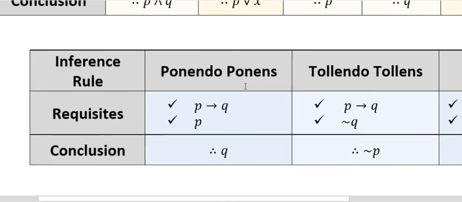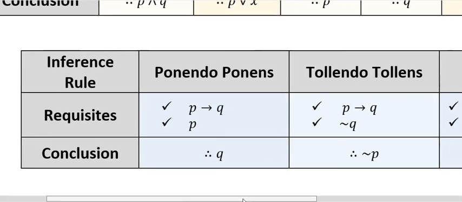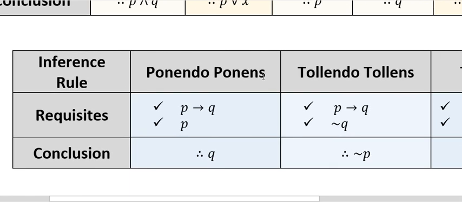The other three rules are ponendo ponens. The correct name is basically modus ponendo ponens, but in this case I'm just saying ponendo ponens. Some people put modus PP, or modus ponens. Some people say modus ponens. It's okay. Here we're going to work with ponendo ponens.